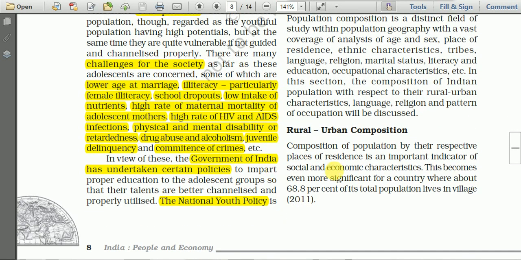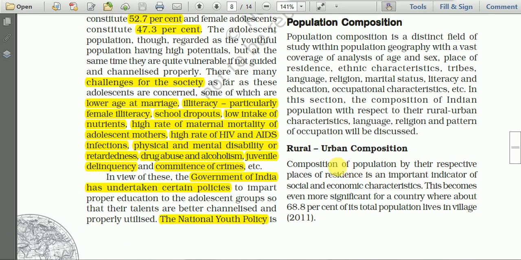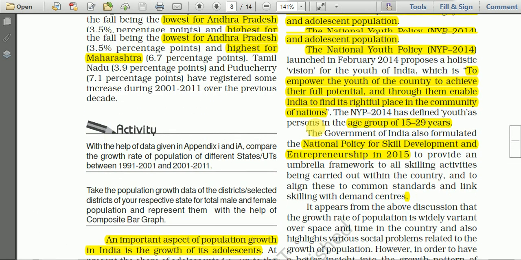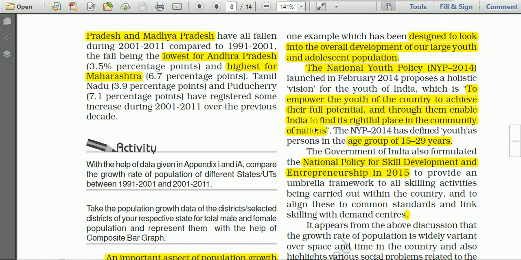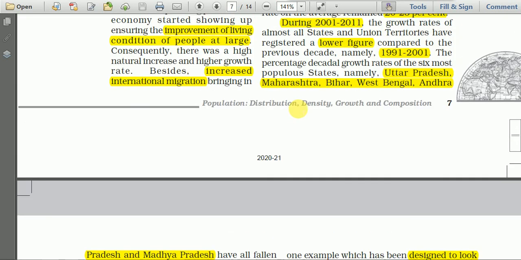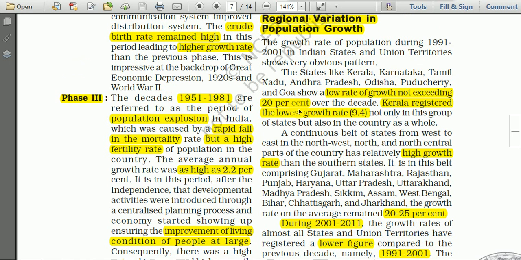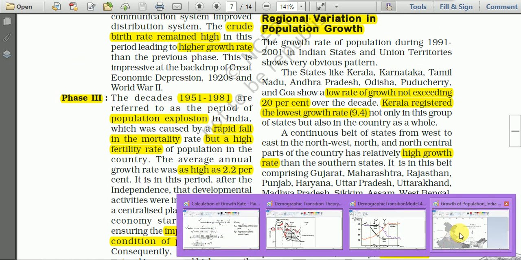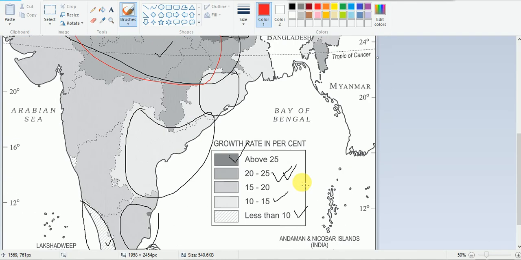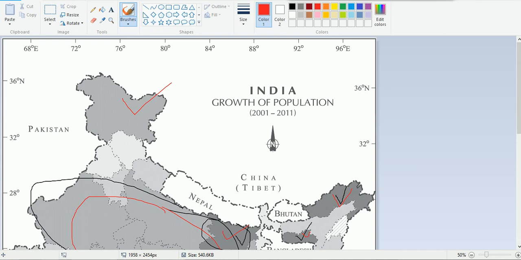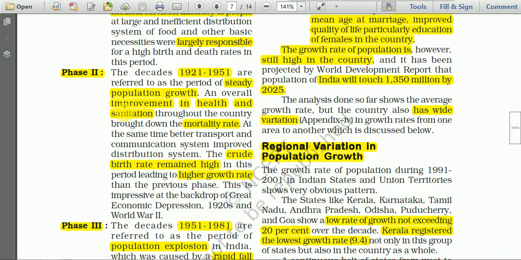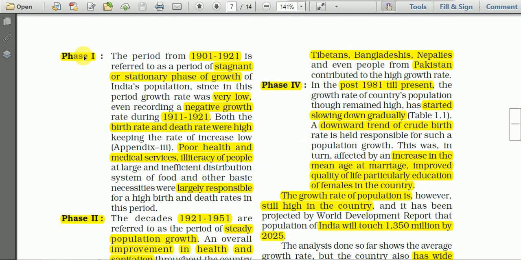You must remember these challenges faced by the adolescents. Those challenges are mentioned here, you may read them, and then you have to read about this National Youth Policy 2014. And you have to read this map also very carefully, and it explains the regional variation of population growth in India. But the most important section is here, these four phases. These four phases of population growth in India are very important for the exam.